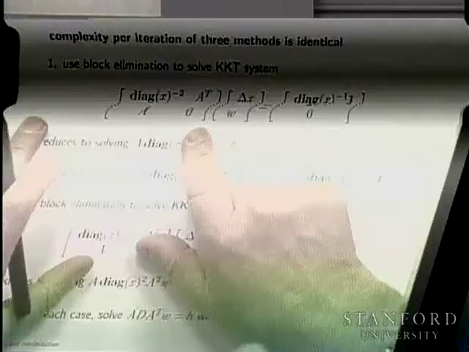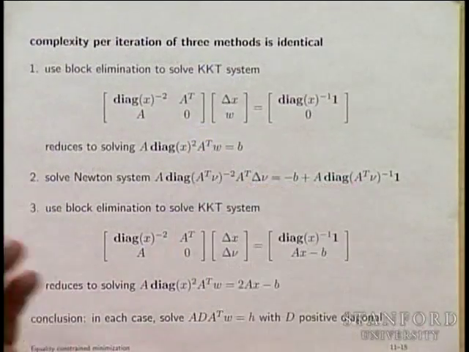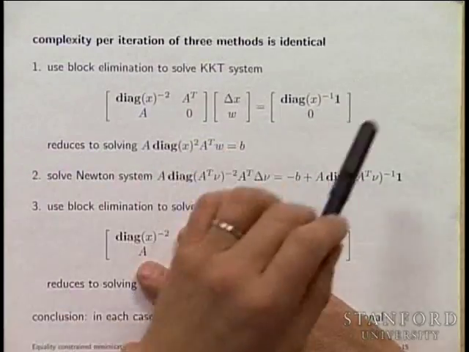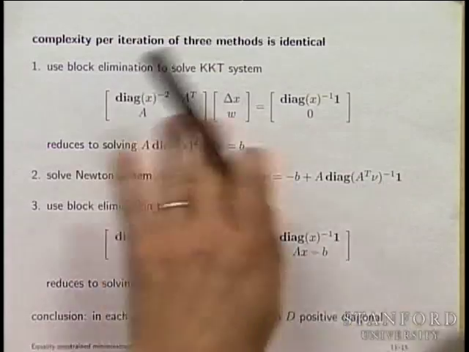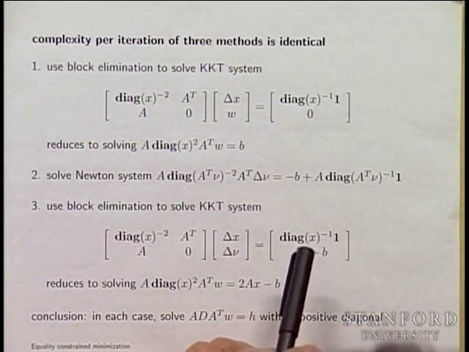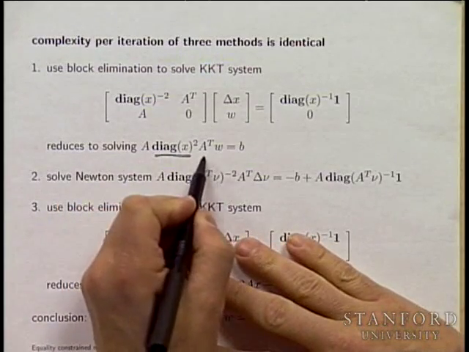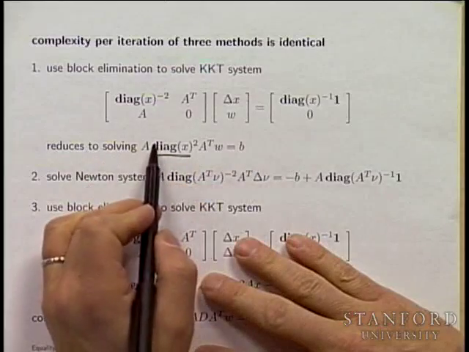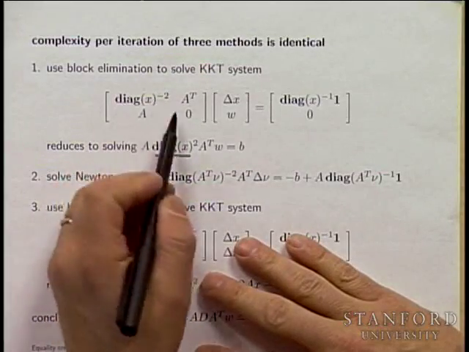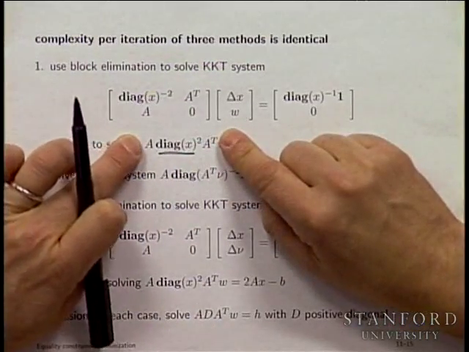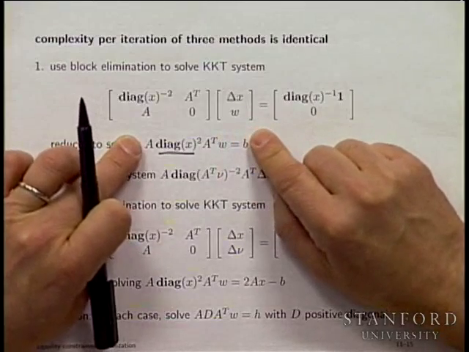Now let's look at what's required to solve for the step in each method. If you use the first method, this is the one. By the way, this is your homework problem. You have to solve this system here. In this case, you end up solving A times a diagonal matrix times A transpose W equals B. That's the only step here that costs you anything. That's diagonal here, so you have to form this matrix and then solve this system.